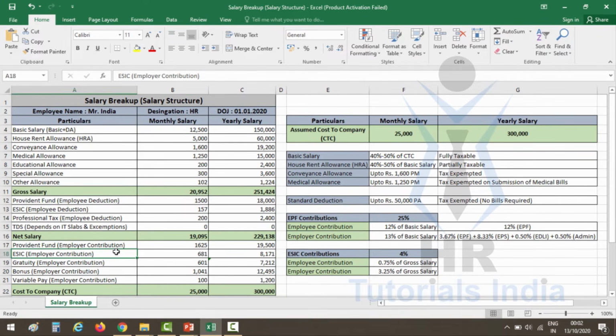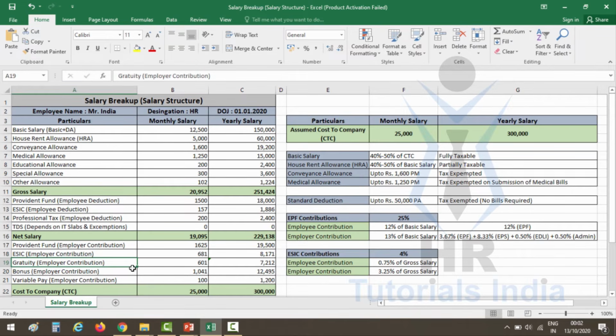Now ESI contribution from the employer side. ESI contribution of the employer is 3.25. In the same way as we calculated ESI for employee deduction, we calculate the ESI for employer contribution, that is 3.25% of gross salary.